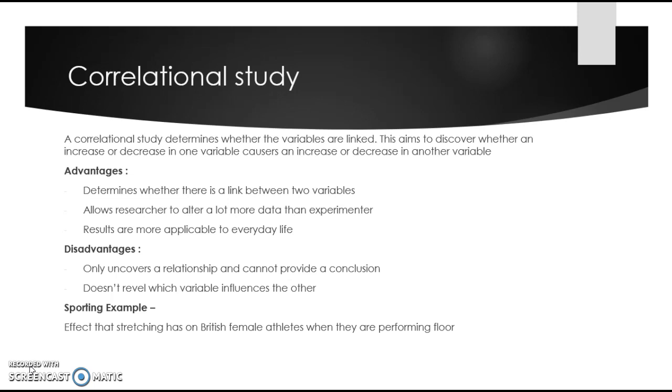Advantages: this determines whether there is a link between the two variables. It allows the researcher to alter a lot more data than the experimenter. Results are more applicable to everyday life. Disadvantages: it only uncovers a relationship and cannot provide a conclusion, and it doesn't reveal which variable influences the other.